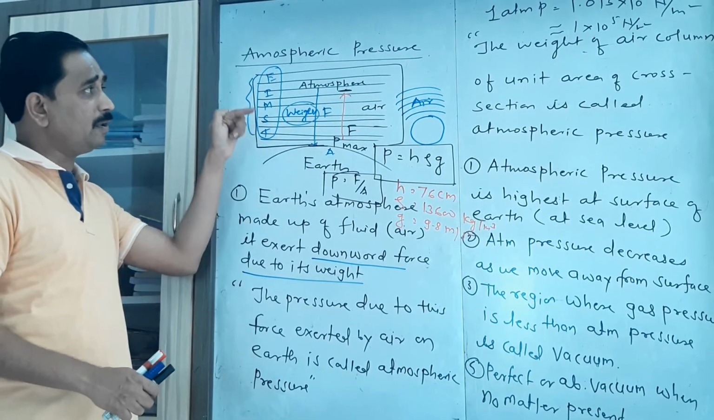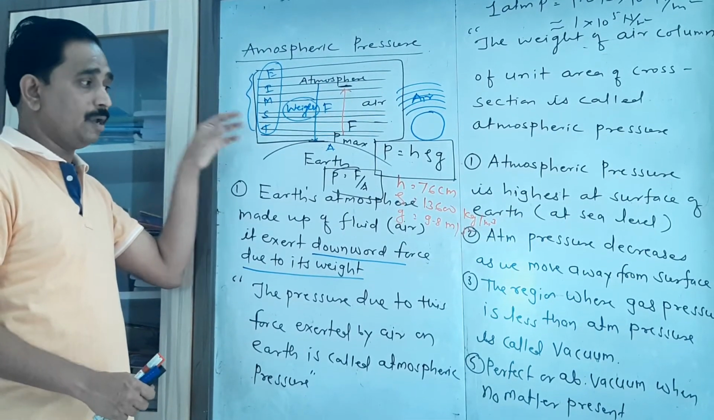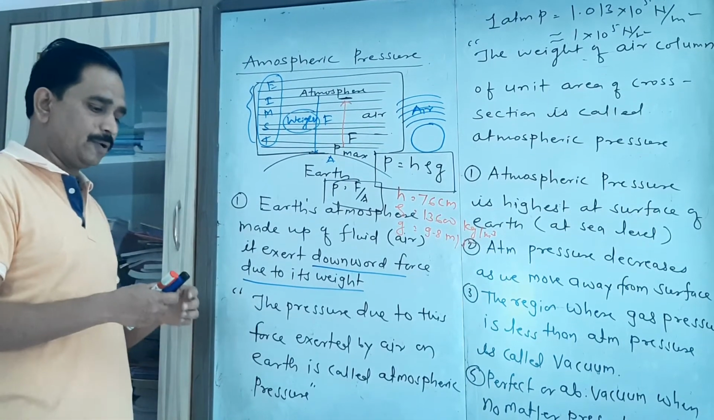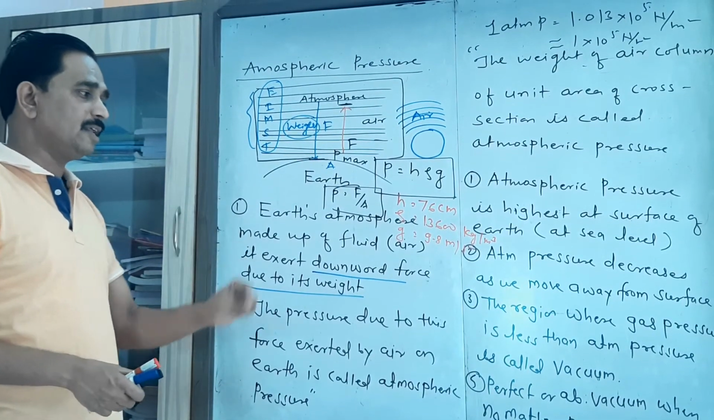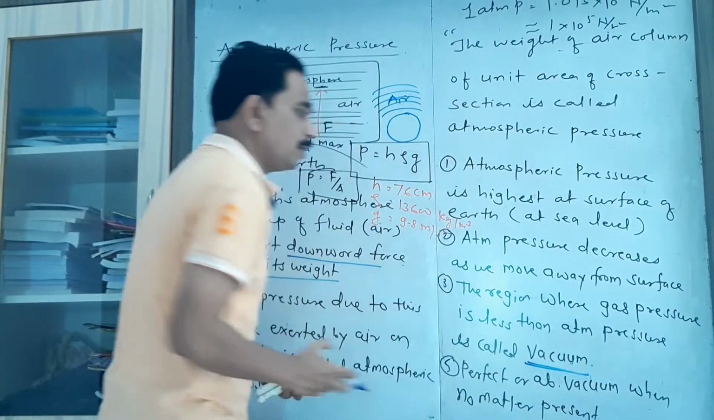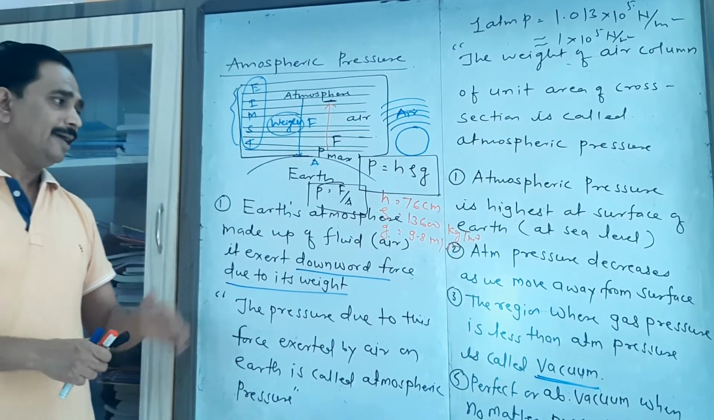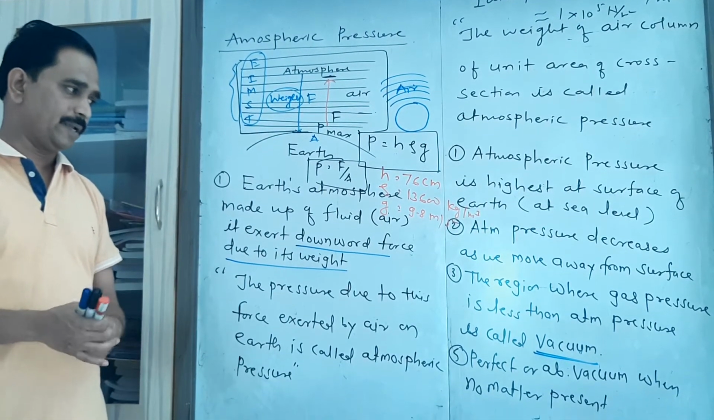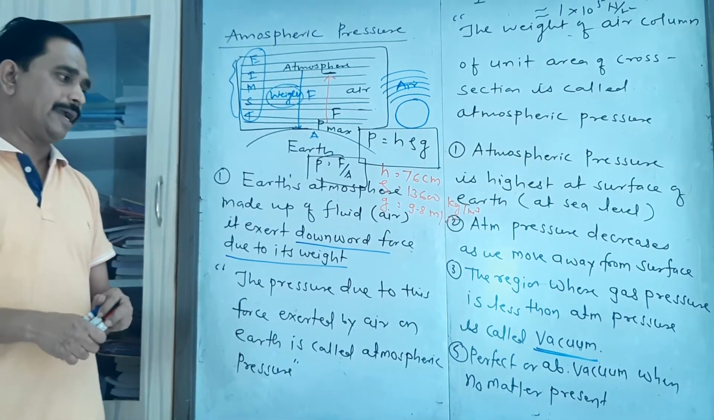So here I am explaining the third point. There is a particular place, a region, where that pressure becomes less than the atmospheric pressure. That region is called the vacuum. So what is vacuum? The region where the gas pressure is less than atmospheric pressure is called the vacuum.